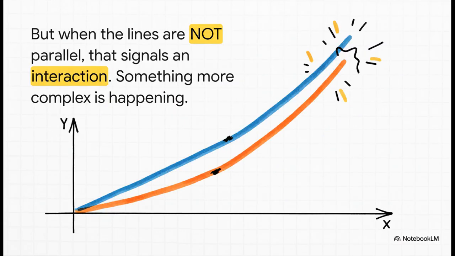But where things get really interesting is when the opposite happens, when those lines are not parallel, when they start to diverge or converge. That is your giant visual clue. It's literally the data screaming at you, hey, pay attention, something more complex is going on here. The effect is not the same for everyone.